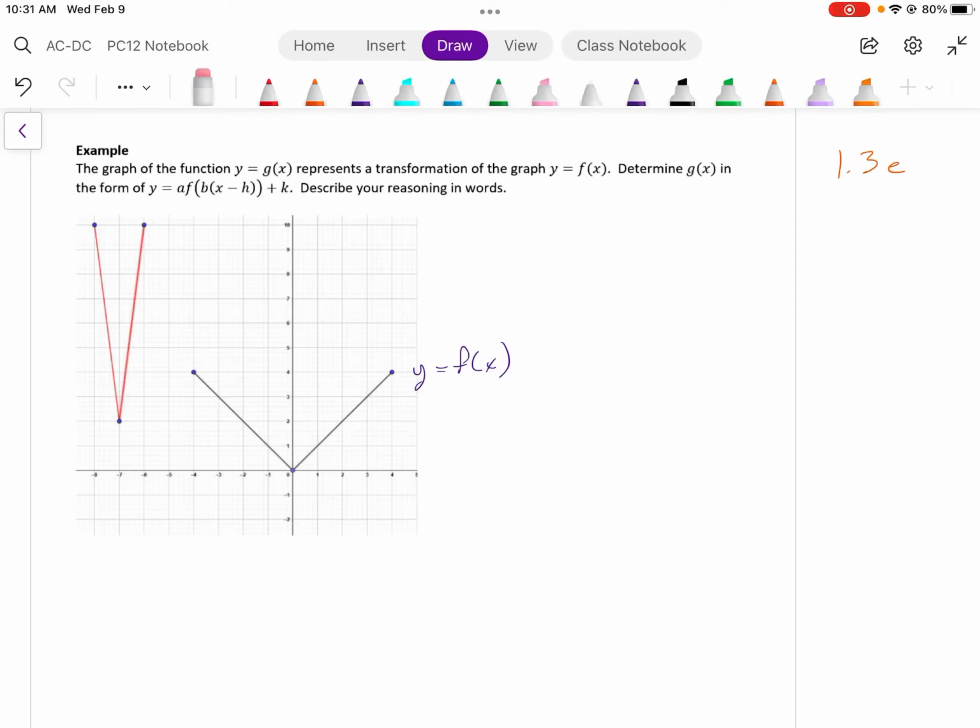Welcome back to what I hope is the final installment of Transformations. It certainly has felt like a slog to get through it, but these are the skills that we'll be using all along.